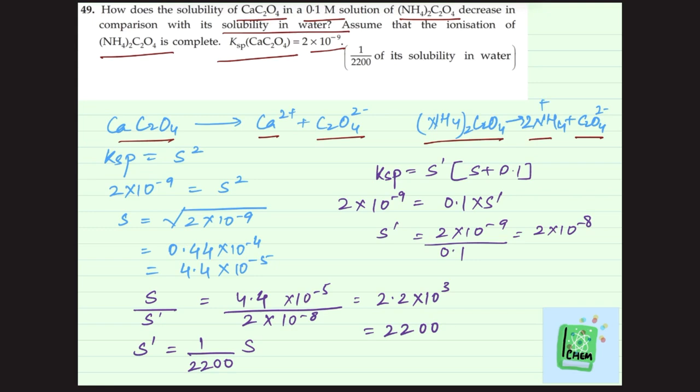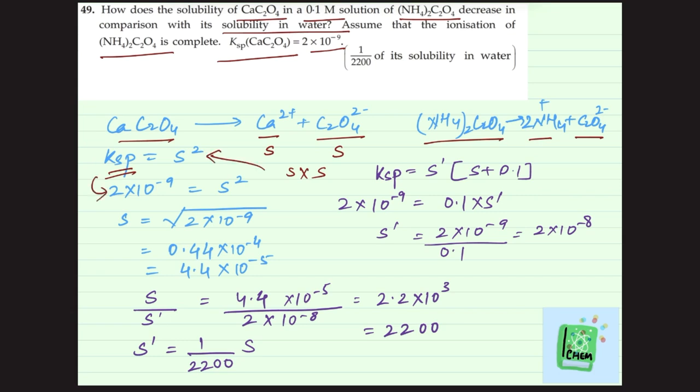So, if the solubility of calcium oxalate in water is S moles per liter, then concentration of calcium ions will be S moles per liter, oxalate ions will be S moles per liter. तो solubility product क्या हो जाएगा? Solubility product will be equal to product of the concentration of calcium ions multiplied by the concentration of oxalate ion, तो ये हो जाएगा S square. So Ksp is equal to S square.